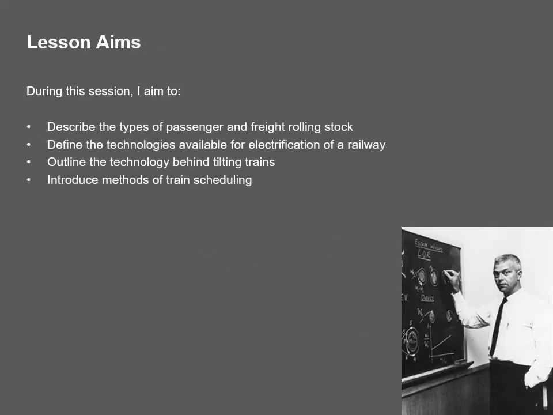So in this session I'm going to describe the types of passenger and freight rolling stock. We're going to look at the technologies available for electrification of the railway. We're going to outline the technology behind tilting trains. And finally, I'm going to introduce some of the methods used to schedule trains and timetable trains.